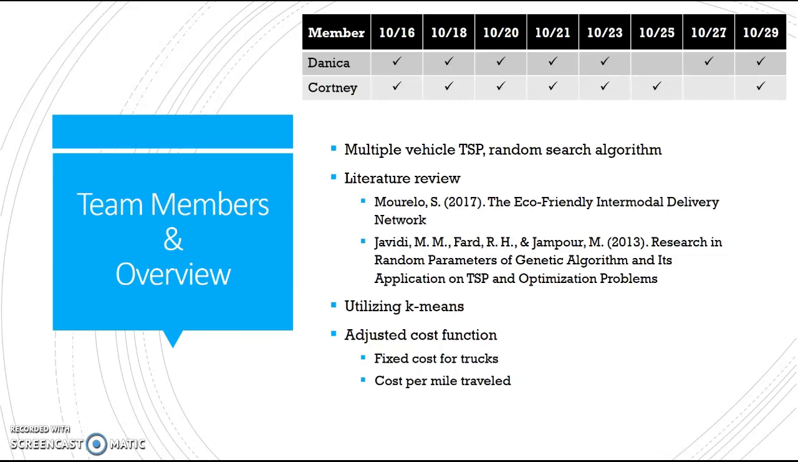First, we decided that we were going to go with a multiple vehicle traveling salesman problem using a random search algorithm. We did a literature review and found a bunch of different articles, but the two main ones we used are listed here. Through the literature review, we decided that we wanted to try utilizing the k-means that Sergio used in his paper. We also needed to adjust our cost function, which was given to us in our instructions, to add a fixed cost for our trucks, as well as a cost per mile traveled.